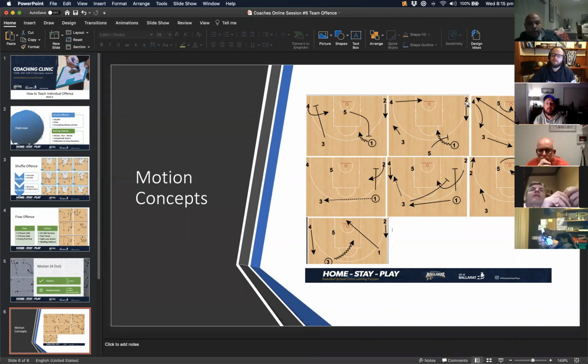The 5-man steps into the dunker spot. The other 2 guys shape around to give room for the 1-man to get through. That's the basic of a through cut, because he's cutting through the key. Probably should have drawn it to the basket and out the other side, but didn't happen.